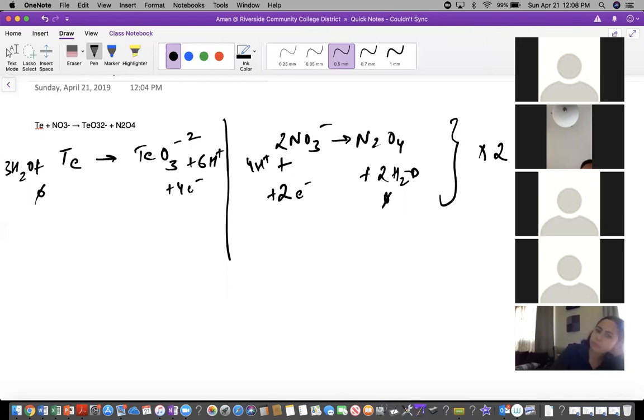Is anyone else having a hard time with the redox? Anybody else here? No. All right. If anyone else has a question on this, then we can finish this problem. If not, then we'll pick something else. All right, tell me if you guys have anything else.